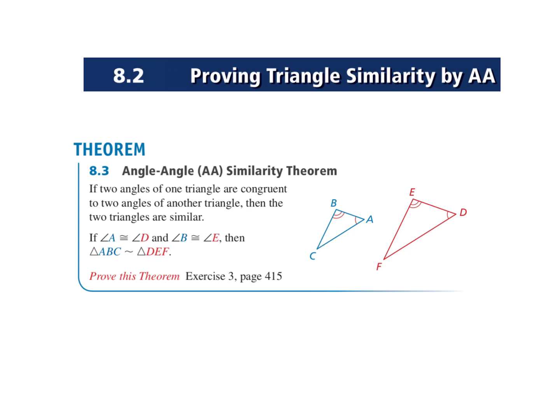Welcome to 8.2 Angle-Angle Similarity Theorem. If two angles of one triangle are congruent to two angles of another triangle, so A and B are congruent to D and E, then F and C must be congruent to each other. So if you can show corresponding positions of angles, two of them, in each triangle, then you know the third one is also congruent. And therefore, if all the angles are congruent, then the two triangles are similar.